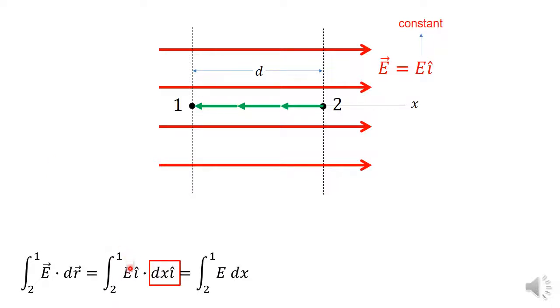When we proceed, i dot i is 1, so you get the integration of E dx. E is a constant, goes out of the integration. Now the integration from 2 to 1 of dx is x1 minus x2. So now x1 minus x2 is a negative number, so you get minus d. d is just the distance, it's a positive number. So x1 minus x2 is the coordinate of this point minus the coordinate of this point, which means it's minus d. So that's where the negative sign comes in.